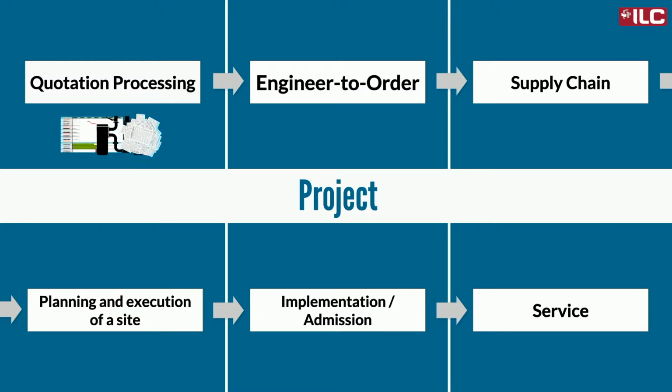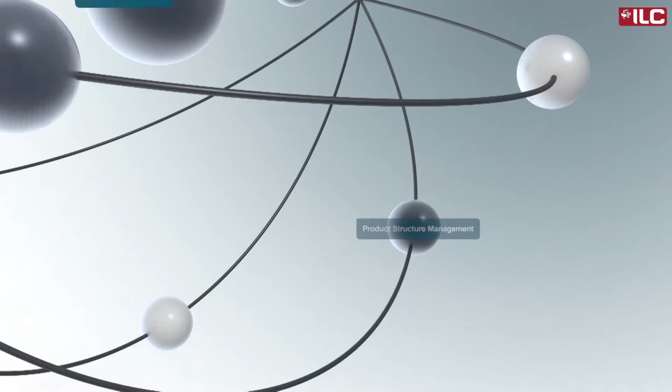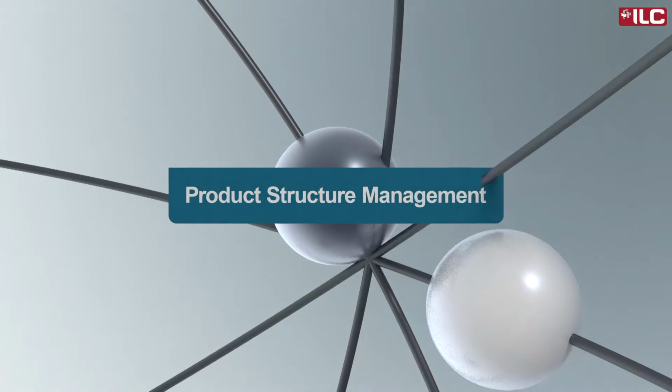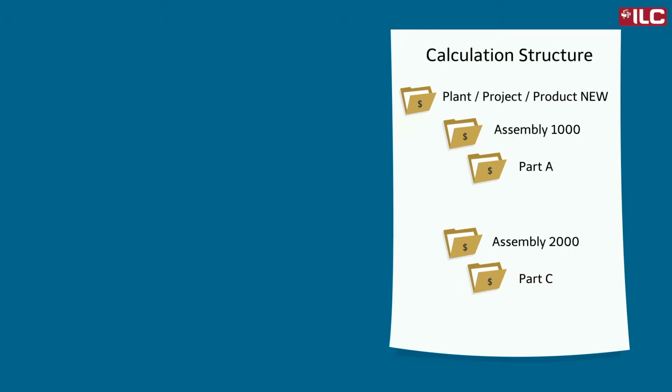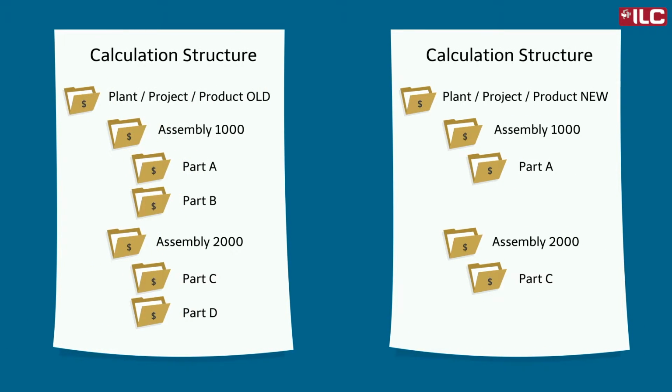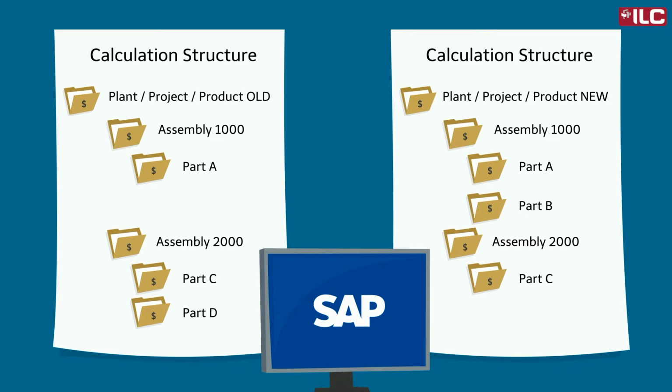You can now use the product structure management from ⁴PEP to create a calculation structure which is necessary for the cost estimate. You can, of course, reuse structures from similar projects that have already been completed. You can add assemblies and components into the new calculation structure using drag and drop. Now that you have created a basis for the calculation of your offer, you can perform the calculation using existing prices and hourly rates from the SAP system.